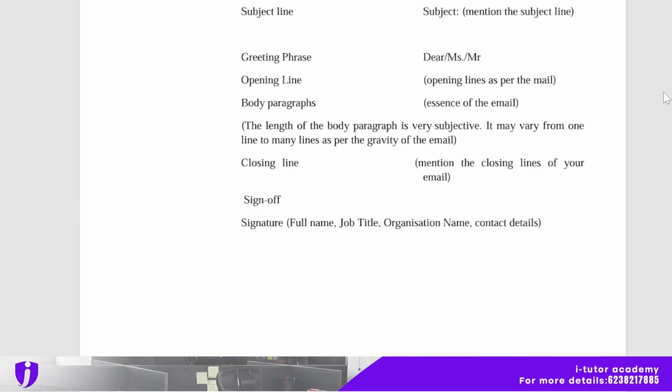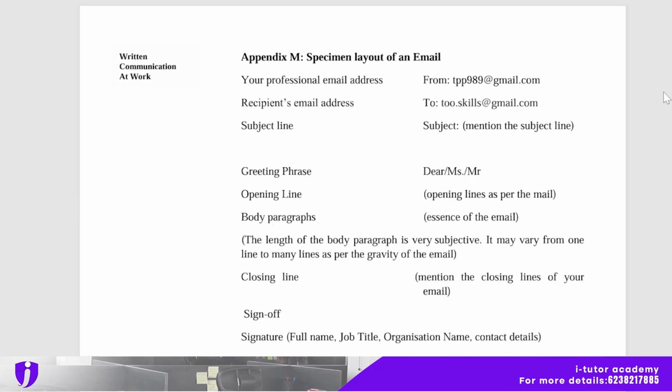And next is Unit 11, which we will discuss in the next video. So this Appendix M is the specimen layout for an email. So this is the last specimen, that is Appendix M. Okay, so you just refer till this for Unit 10. In case of any doubts, you just contact us anytime.